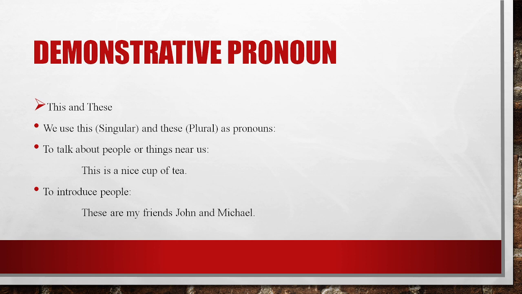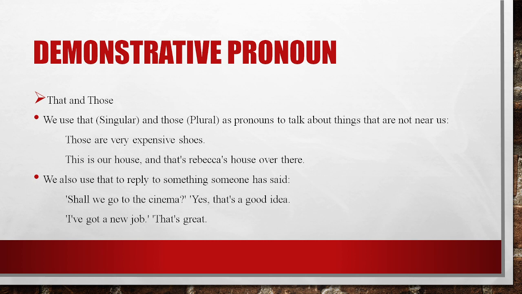When it comes to demonstratives, we are using the pronouns like this and these, and that and those. We use that singular and those plural as pronouns to talk about things that are not near us. Those are very expensive shoes. This is our house, and that is Rebecca's house over there.